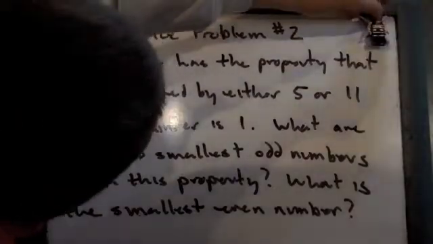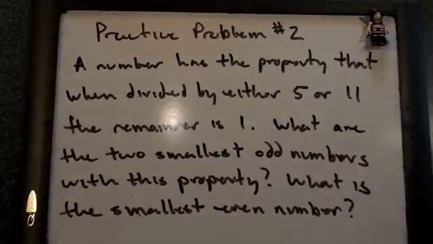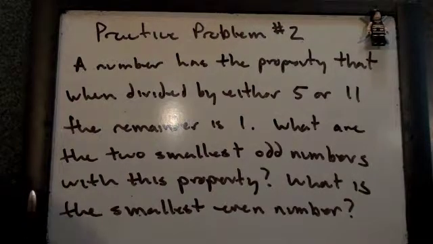Okay, here's practice problem number 2. A number has the property that when divided by either 5 or 11, the remainder is 1. What are the two smallest odd numbers with this property? And what is the smallest even number with this property? Okay, do you understand the problem? Yeah. We're looking for some numbers, and they have the property. What special property do they have? When divided by 5 or 11, remainder is 1.